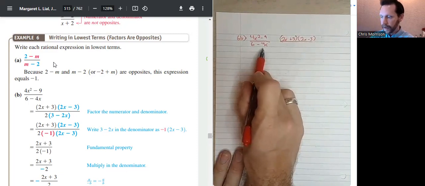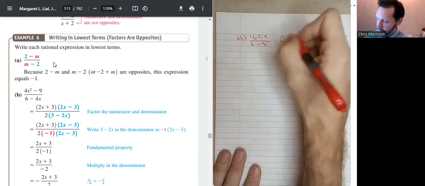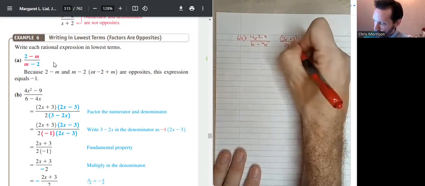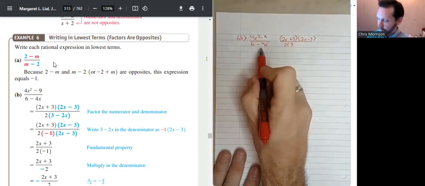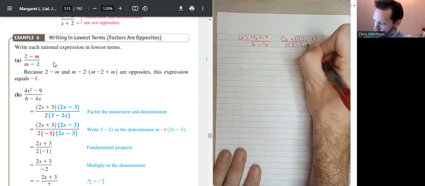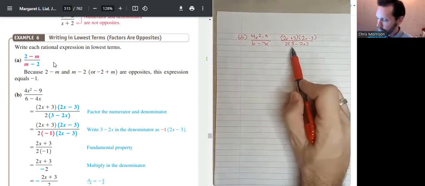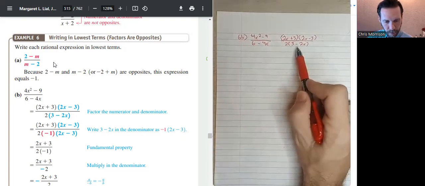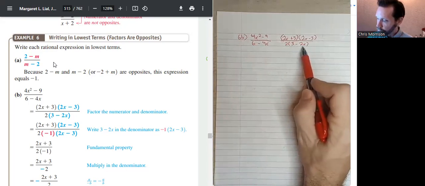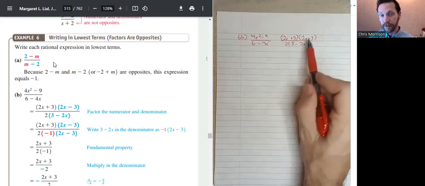Well, clearly 2 can, right? So 2, well, 6 divided by 2 is going to be 3, and that's going to be negative 2x. And now you ought to notice something. 2x minus 3 and 3 minus 2x. What do you notice? These two are, in fact, opposite, right?